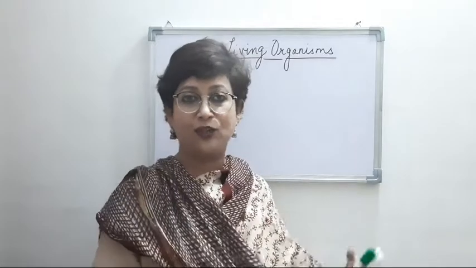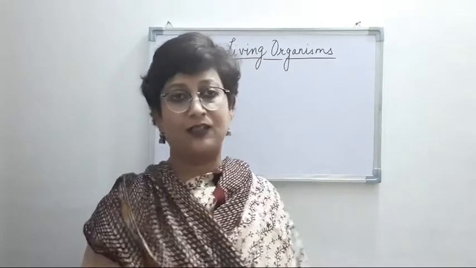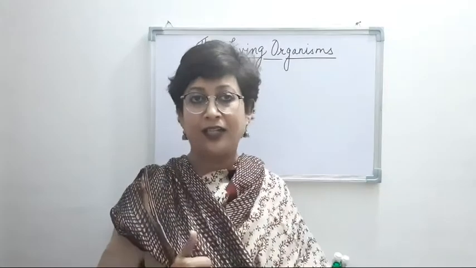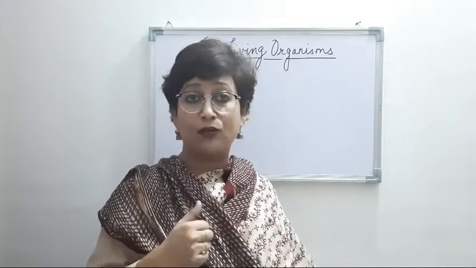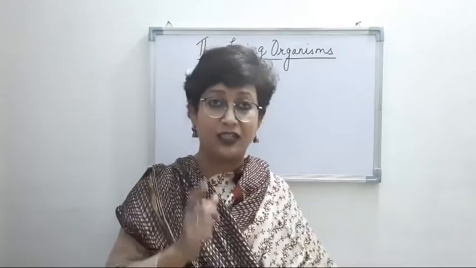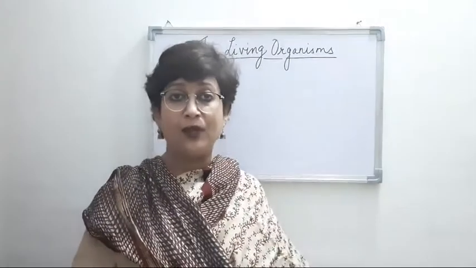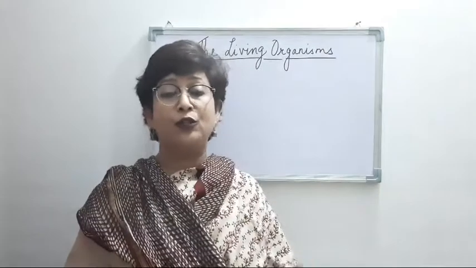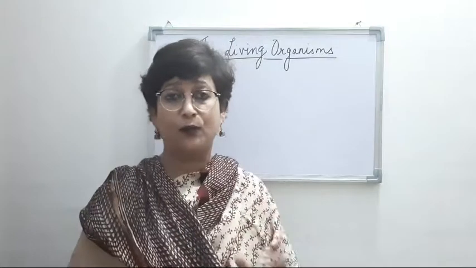So back again to the class, and before we move ahead, we'll have a quick recap of what we've done in the previous classes. We started with biodiversity, that is the type and number of species found in a particular geographical area. Then we talked about nomenclature, the naming of living organisms. Then we discussed binomial nomenclature, which is giving a scientific name, and each scientific name has two components, the genus and the specific epithet.